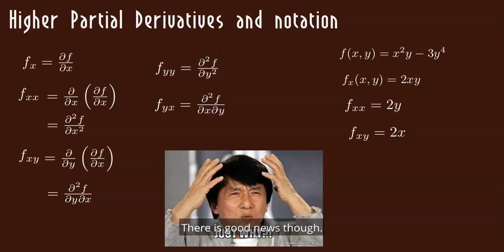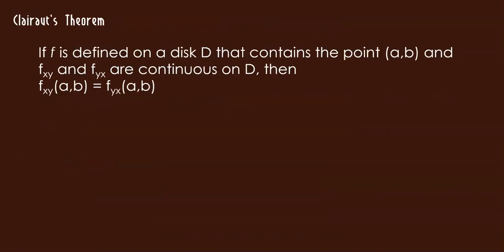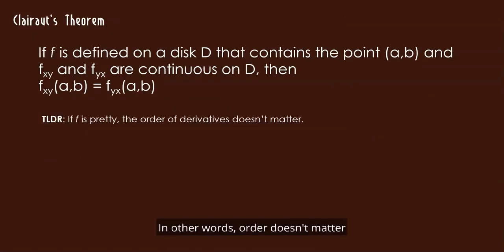There is good news, though. If f is defined on a disk D that contains the point (a, b), and f sub xy and f sub yx are continuous on D, then the partial xy is the same as the partial yx. In other words, order doesn't matter, as long as everything's pretty.